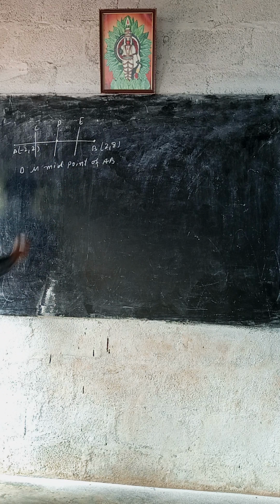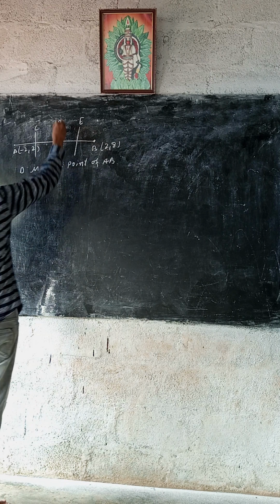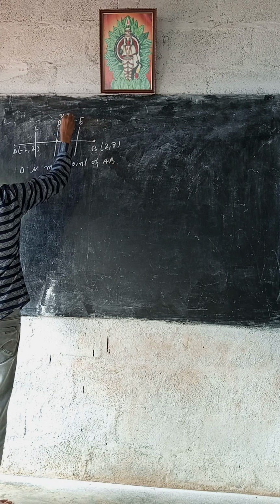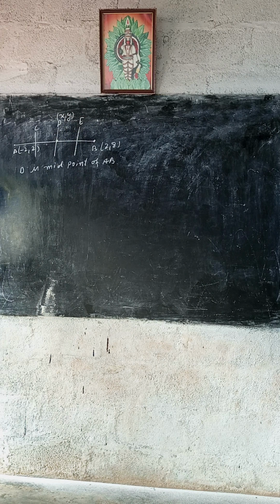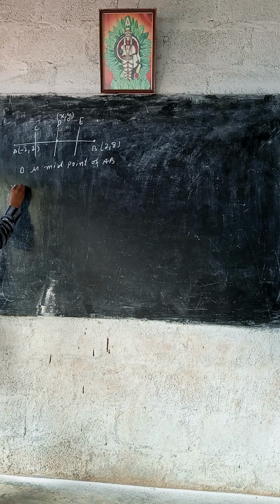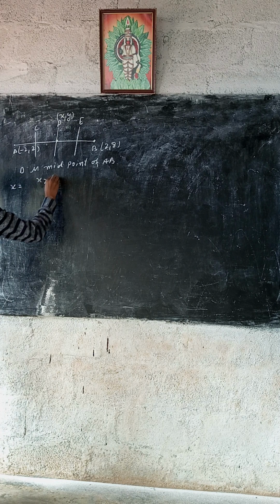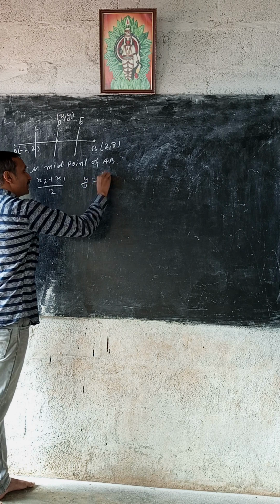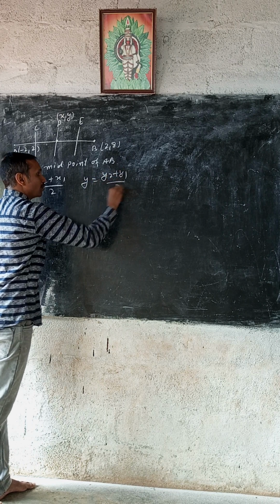So finding first the D point. Let the D point be x comma y. It is dividing in that way, so finding the D coordinates first. Then x is equal to what? Midpoint formula: x2 plus x1 by 2. And y is equal to what? y2 plus y1 by 2.